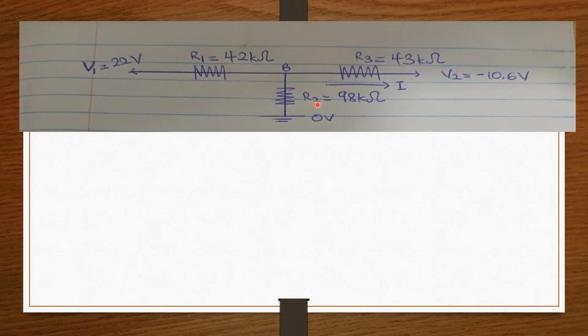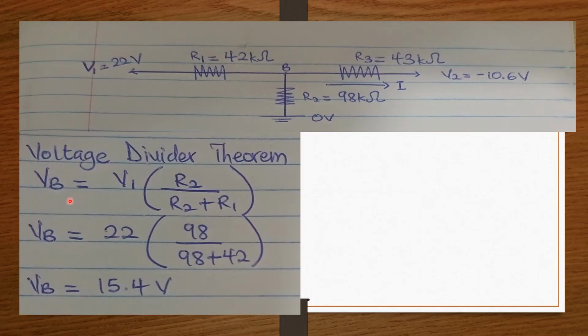So let's take it this way. The voltage divider theorem: the voltage at B equals V1 times the dividing resistor R2 divided by R2 plus the first resistor R1. We know our values already, so we input them into our equation and we find VB to be 15.4 volts. I hope all is clear. Now, let's move to the next part of the question.